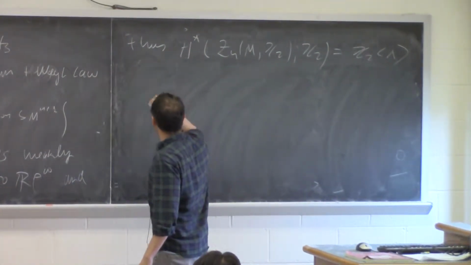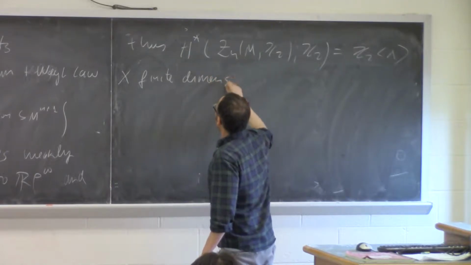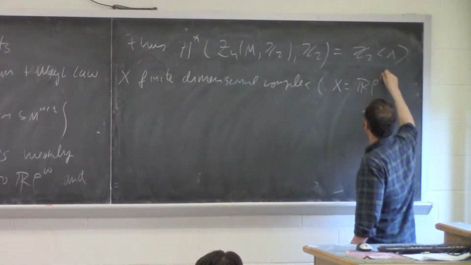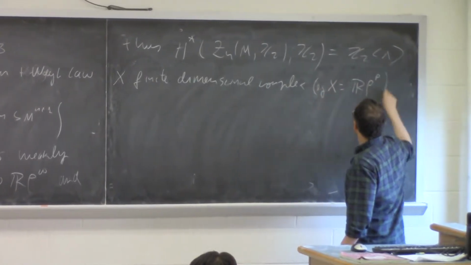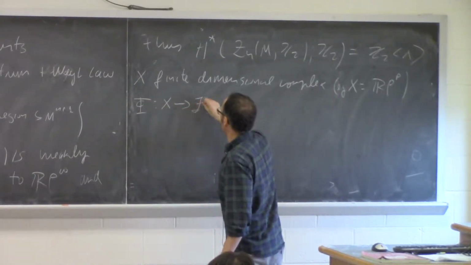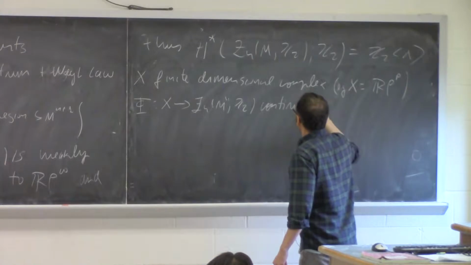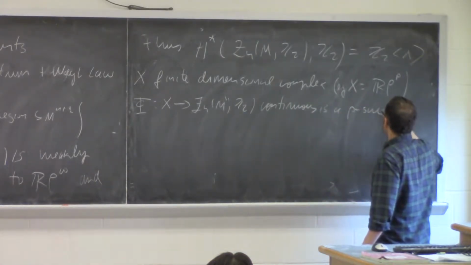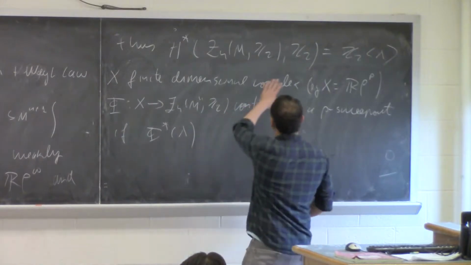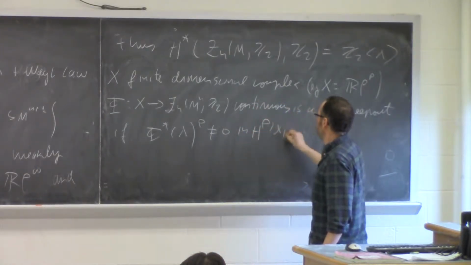Given X, a finite dimensional complex, for instance, you can imagine that X is just some projective space. We say that a continuous map from X into the space of hypersurfaces is a p-sweepout if, when I pull back the generator and take its cup power with itself p times, I get something non-zero in the p-th cohomology of X with Z2 coefficients.